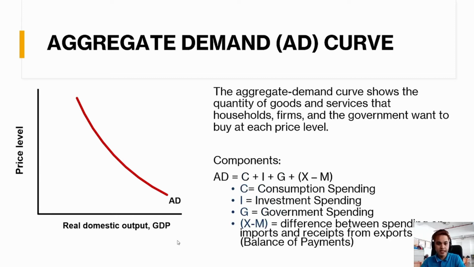So our aggregate demand is affected by consumption spending, investment spending, government spending, and the difference between import and export spending. So that's C plus I plus G plus X minus M. So what are these? Consumption is the largest component of the aggregate demand.